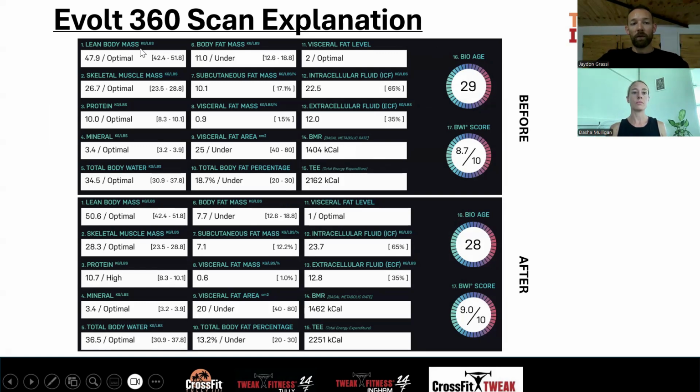So we can see here in lean body mass. So what is lean body mass? Lean body mass is everything but your fat mass. So it is your muscle, but it is also the body water in there and bones and everything else. So it's not just our muscles. Awesome. So we can see we've gone from 47.9 to 50.6.